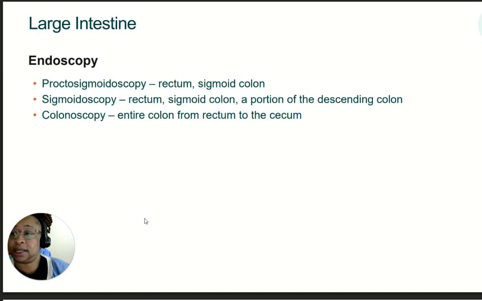Large intestines, it has an endoscopy, and these different procedures show you the different areas of the intestines that are actually done. If we see the primary procedure, it shows that it's the rectum and the sigmoid colon. The second procedure is the rectum, sigmoid colon, a portion of the descendant colon, and a colonoscope is the entire colon from the rectum to the cecum.